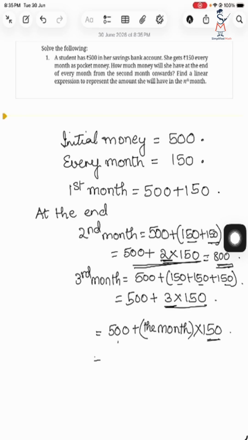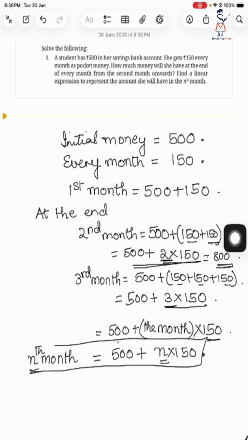So let there be n months. If we have to find the money after the nth month, nth could be anything. It can be 10, 20, 25, 30, whatever. So I'll make a general pattern for that. That is 500 plus n into 150. n is the number of months. It could be 8 months, 10 months, 12 months. So every time we will not find it in series. We can simply find a pattern.